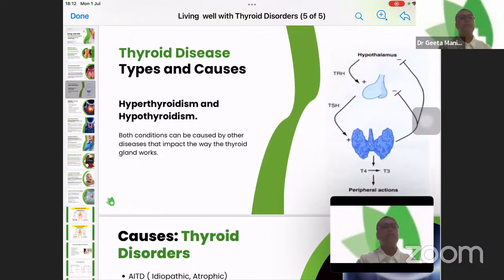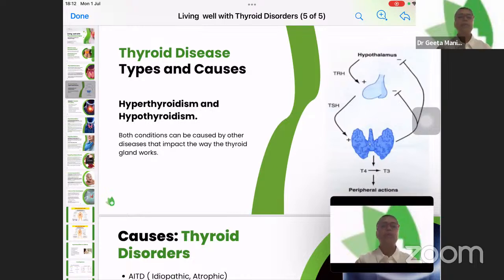Thyroid disease, types and causes. The commonest ones are hyperthyroidism and hypothyroidism. Both conditions can be caused by other diseases that impact the way the thyroid gland works, or it could be primary or it could be secondary as well.